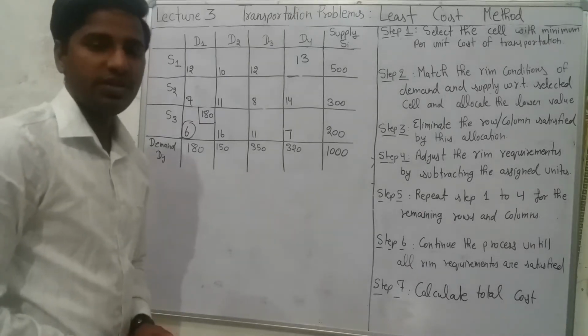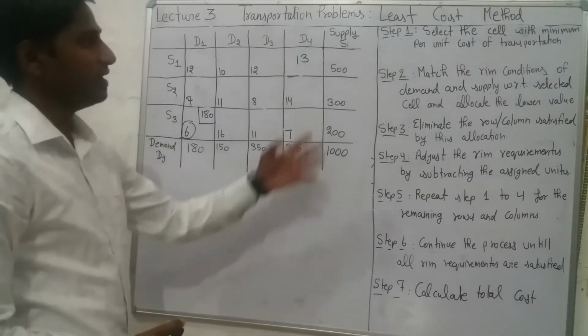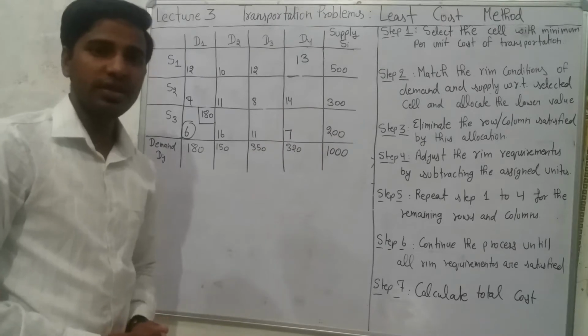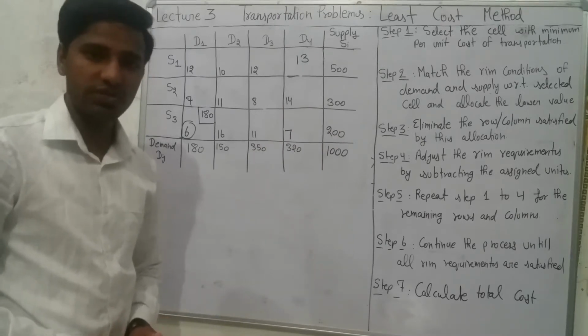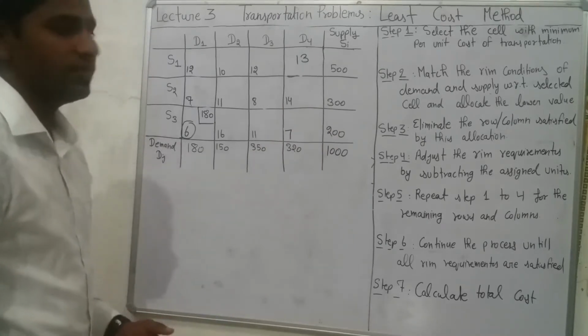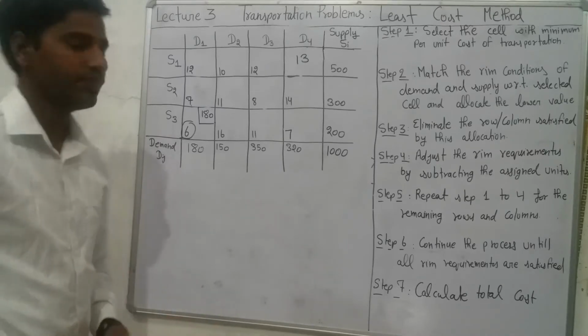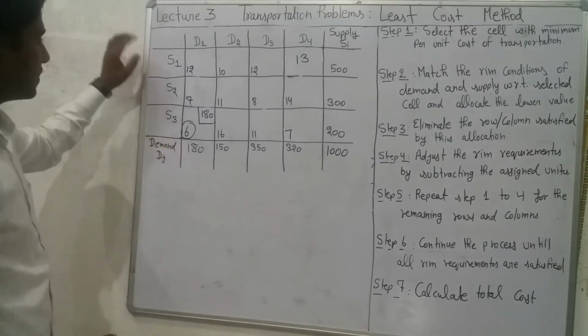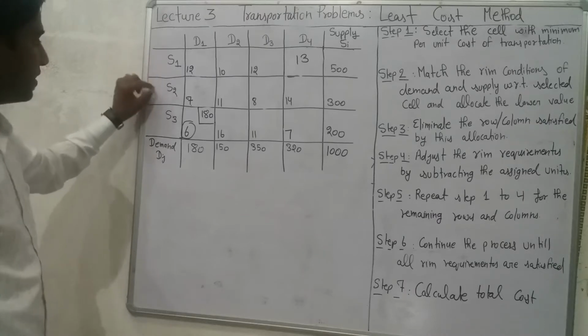Hello everyone. In this video, we are going to study the least cost method of calculating initial feasible solution of a transportation problem. So let's start with a standard transportation problem in which we are given three supply points S1, S2 and S3.